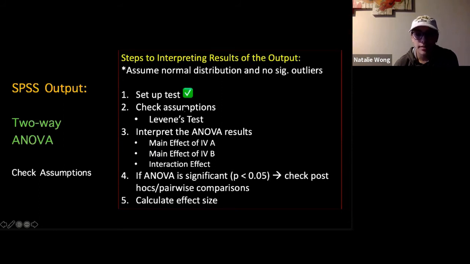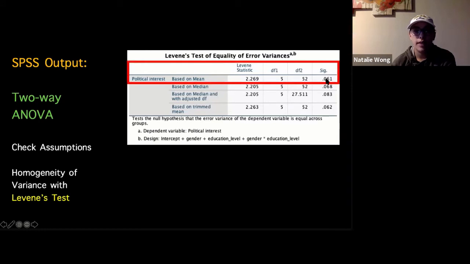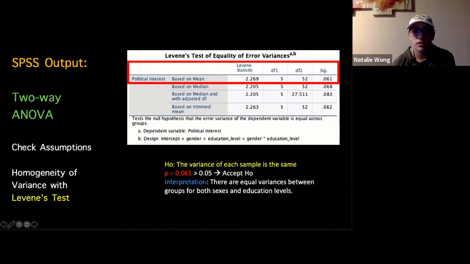So once we've set up the test, we can then check our assumptions, which in SPSS is Levene's test for homogeneity of variance. It'll show up as this kind of complex table. The one you're going to focus on is the p-value for the row that says based on mean. So our p-value in this instance is 0.061, which is larger than 0.05. So we can say that we have equal variances between groups for both sexes and education levels. Or equal variances between all groups is also acceptable.